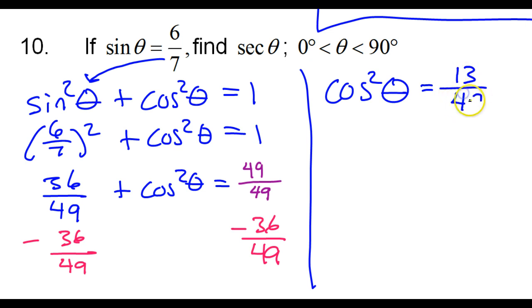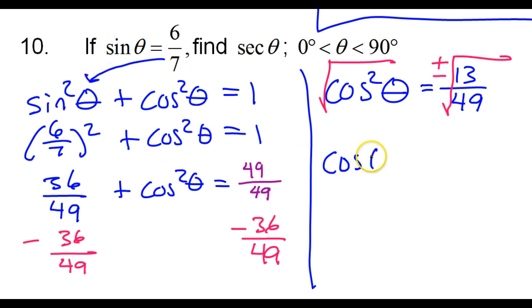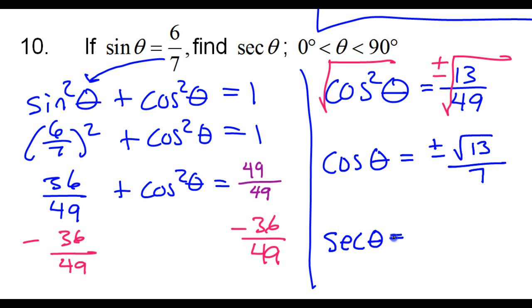So we've got 13 over 49, and we need to take the square root. So if we take the square root of both sides, don't forget to do plus or minus whenever you take the square root of both sides. So that's going to give us plain old cosine theta is equal to plus or minus radical 13 over 7. Went ahead and took the square root of the 49. But we were asked to find the secant. Well, the relationship is that the secant is the reciprocal of the cosine.